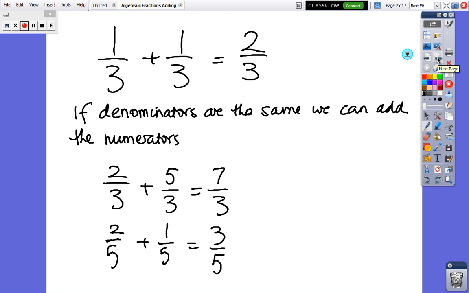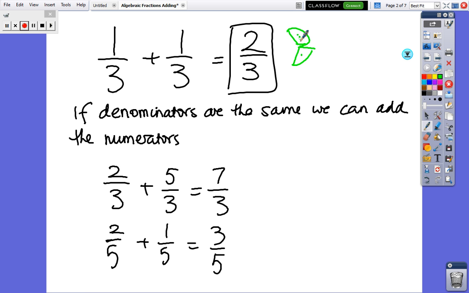Okay, so let's have a look at a really simple one. If I've got a third of something, a third of a cake, and I have another third, I'm adding those two thirds together. Most kids will understand that you get 2/3. If you've got a third of a cake and another third of a cake, then you have 2/3 of a cake. So that's pretty simple.